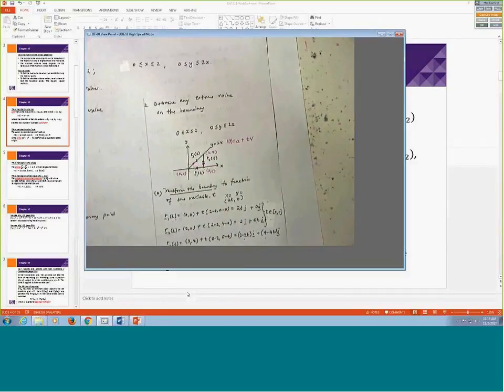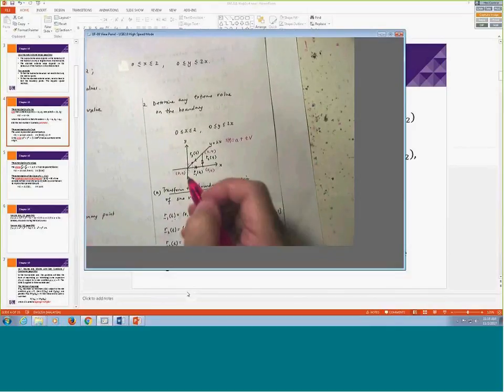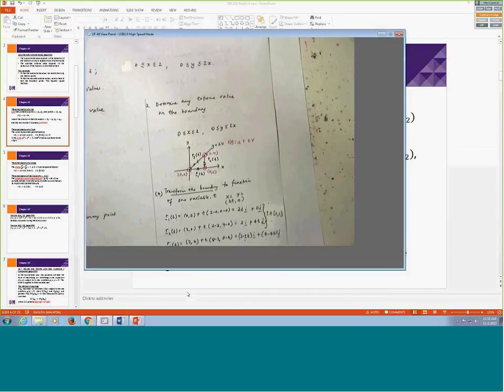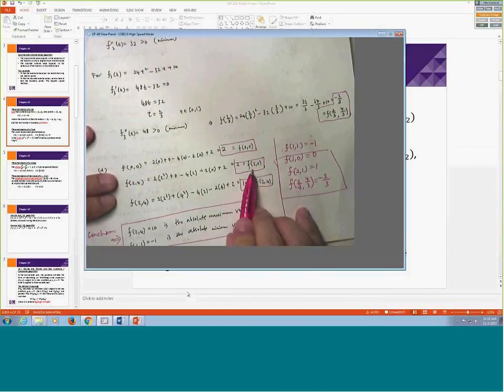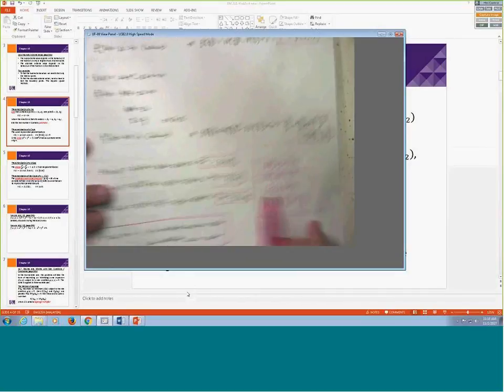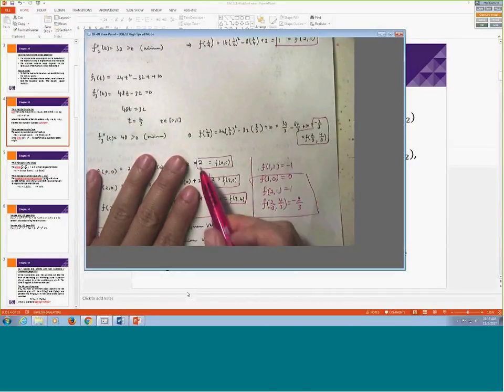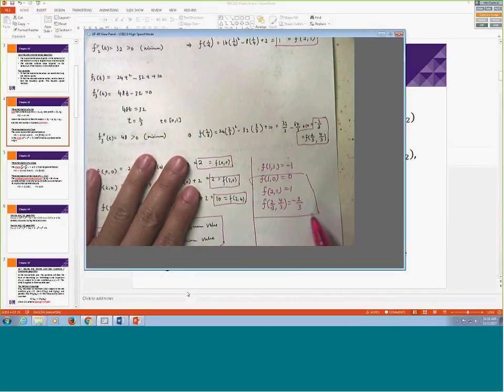But there are other points you need to find, the endpoints. So you need to find f(0, 0), f(2, 0), and f(2, 4). Then compare the values. Which one gives you the maximum? That is the absolute maximum. Which one gives you the minimum value? That is the absolute minimum. So when we look at here, the lowest point is negative 1.